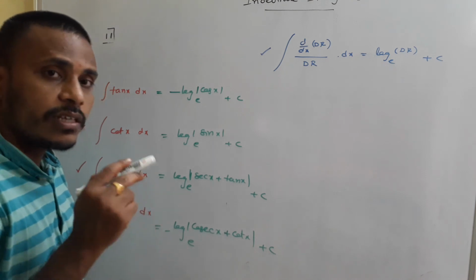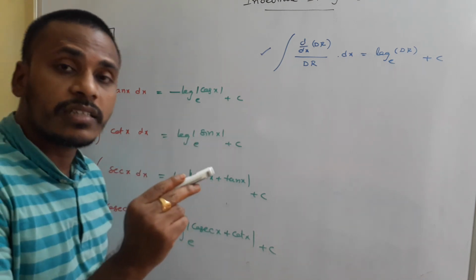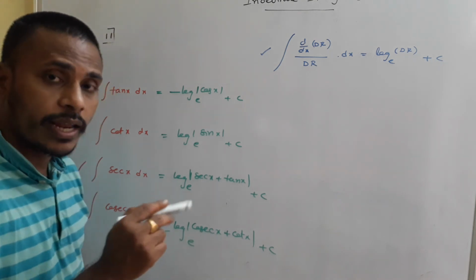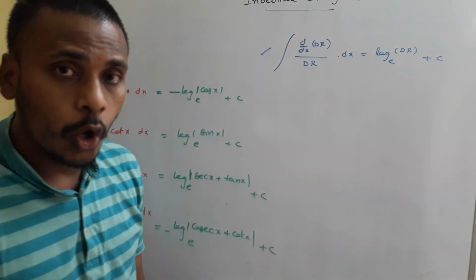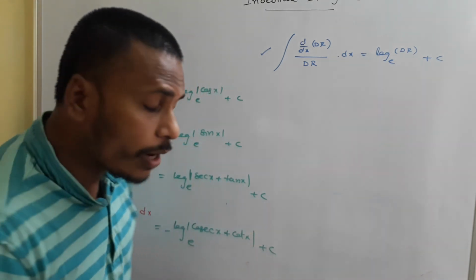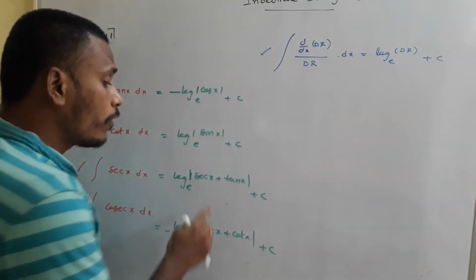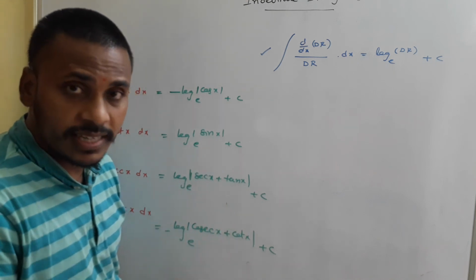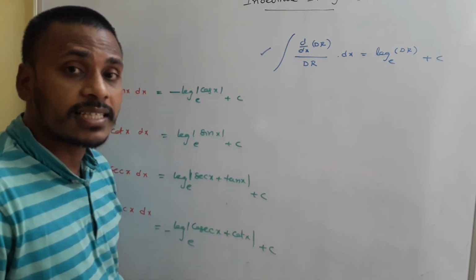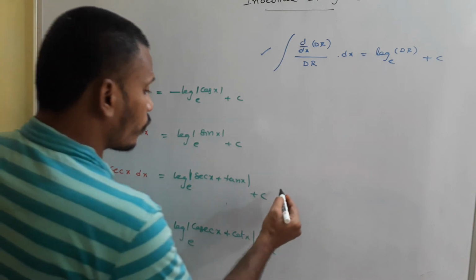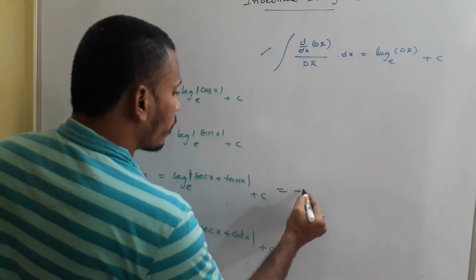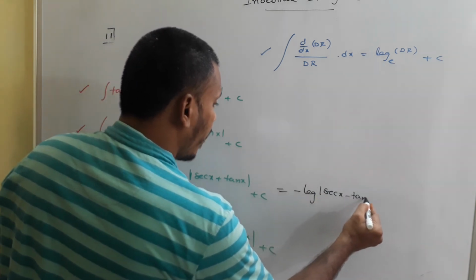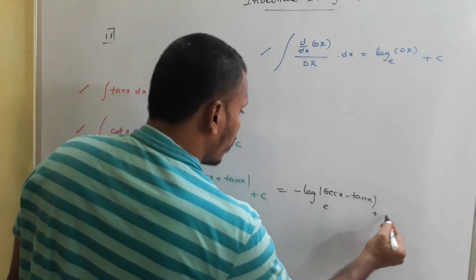What is that? See, secant square x minus tan square x is 1. We know it, right? Basic trigonometric identity. Secant square x minus tan square x is 1, and so secant x plus tan x is always 1 by secant x minus tan x. So if you replace this secant x plus tan x with 1 by secant x minus tan x, that can be written as secant x minus tan x to the power minus 1. So this is also equal to minus logarithm of secant x minus tan x to the base e plus c.